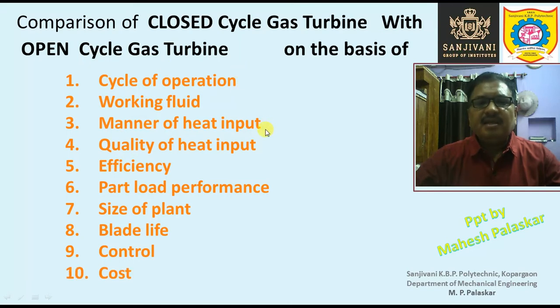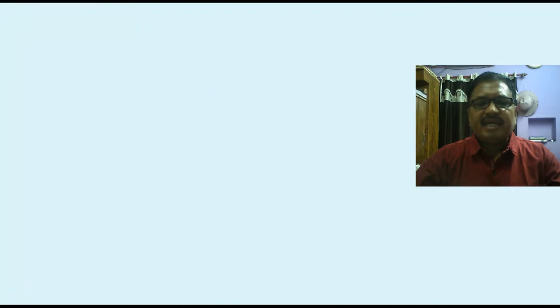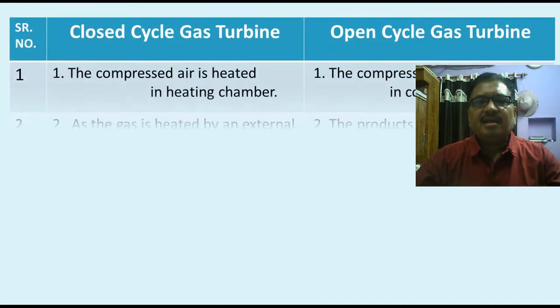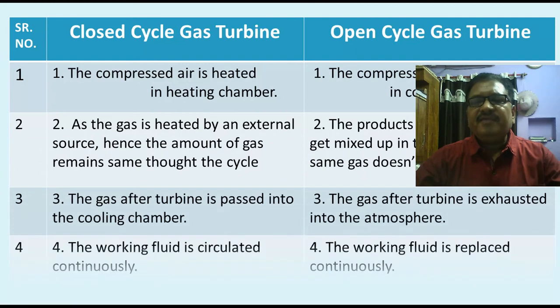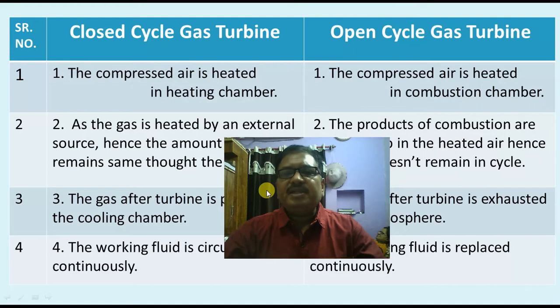So this is the comparison between the closed cycle gas turbine and the open cycle gas turbine. We can further try to compare the closed cycle gas turbine with the open cycle gas turbine. The compressed air is heated in the heating chamber. In case of closed cycle gas turbine, compressed air is heated in the heating chamber. In case of the open cycle gas turbine, the compressed air is heated in the combustion chamber. Right? So that is the difference.